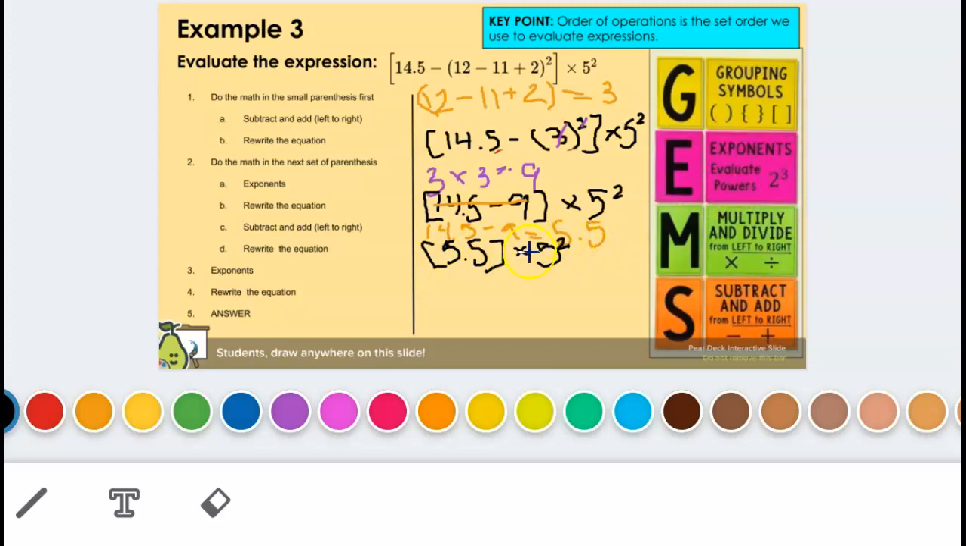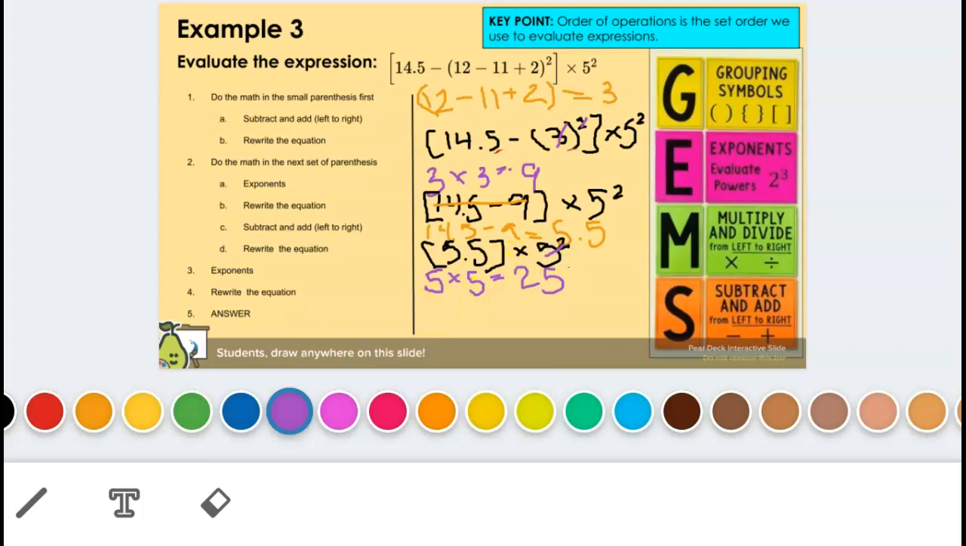Do we have any exponents that we need to do? We do. We have this 5 squared. So let's remind ourselves. Does 5 times 2 equal 5 squared? Would I do 5 times 2? No. Remember, this 5 is the base number and this 2 is the exponent. So the 2 tells us that we need to multiply 5 by itself 2 times. So 5 times 5 equals 25. So now we've completed this exponent.